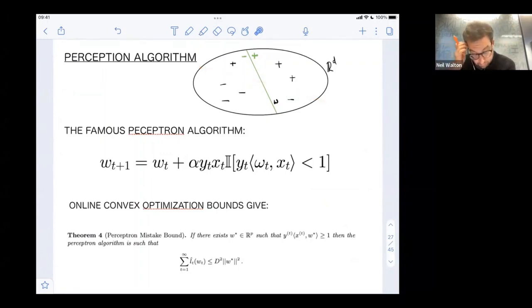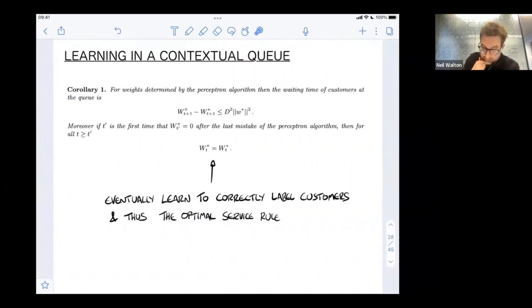Okay, all right. So we can use this perceptron mistake bound and plug it back into the theorem that we wrote down earlier. In particular, if you use the perceptron algorithm for categorizing the different customers' contexts as they come in, then the number of mistakes the algorithm is going to make is constant, okay? Which then means that the performance of the queue length is within a constant of the optimal behavior, okay? And indeed, after some fixed period of time, you're actually going to achieve the optimal performance thereafter, okay?